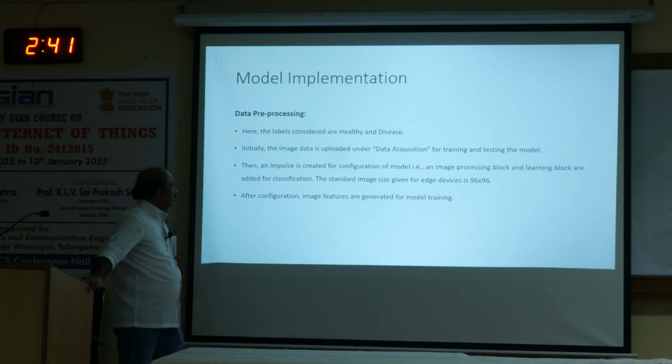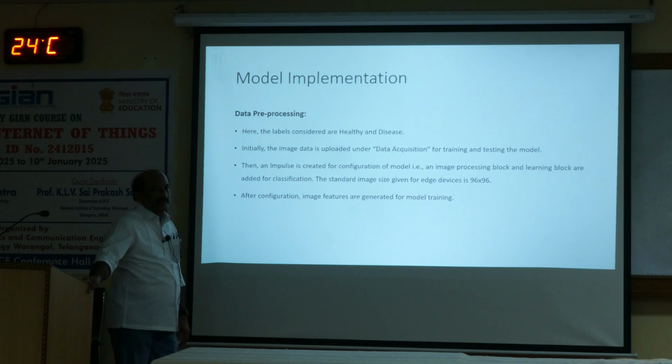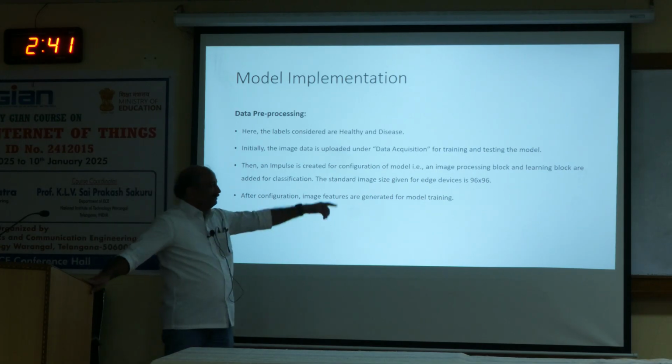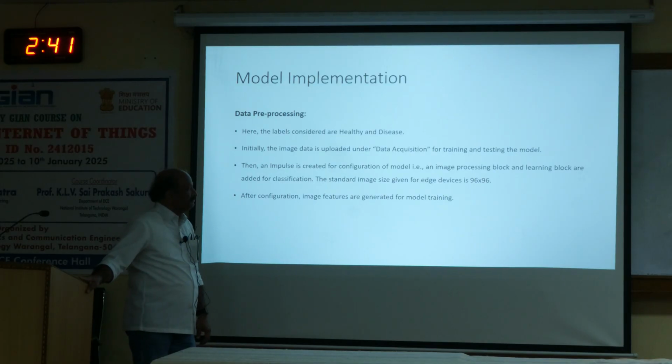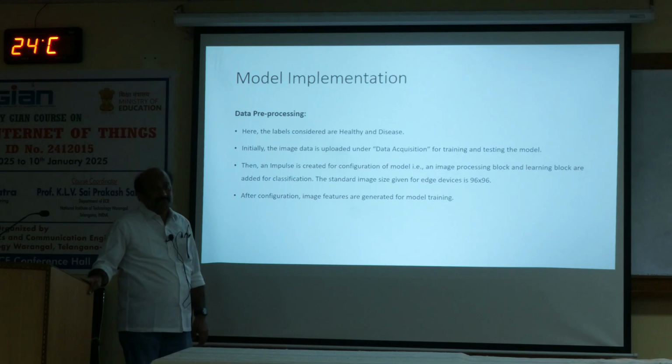So the image data that we are collecting, we upload into data acquisition and train the model. Then an impulse is created for configuring the model, and an image processing block and a learning block are added for classification. The standard image size is 96 by 96. And after configuration, image features are generated for model training.